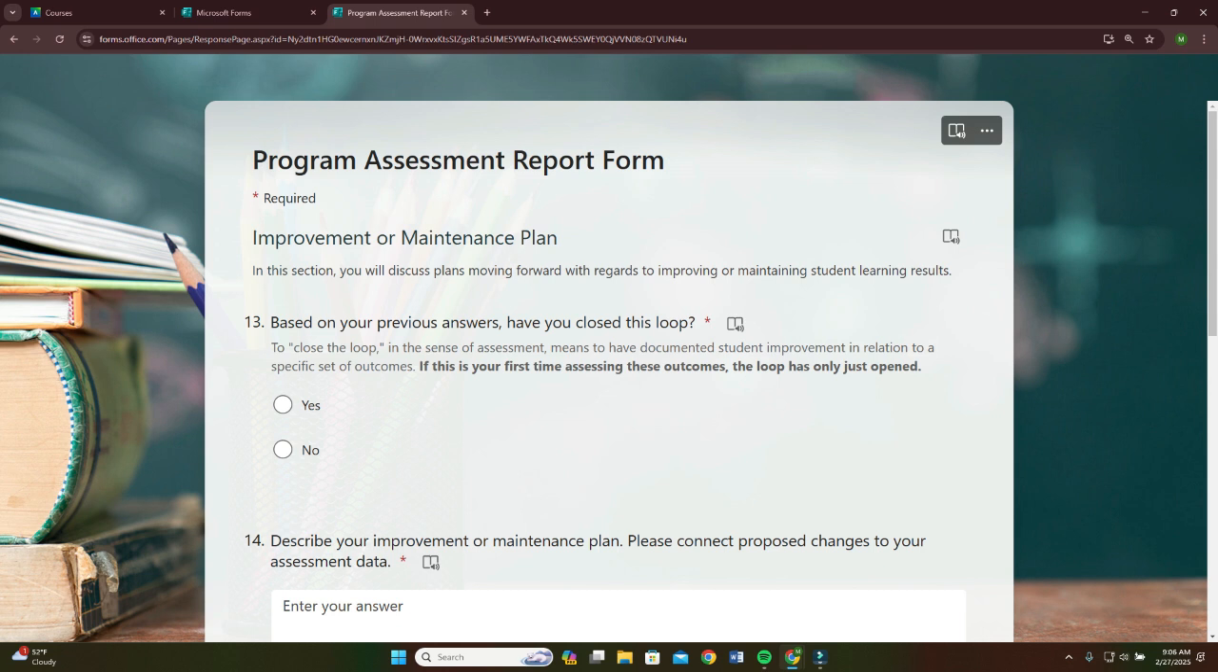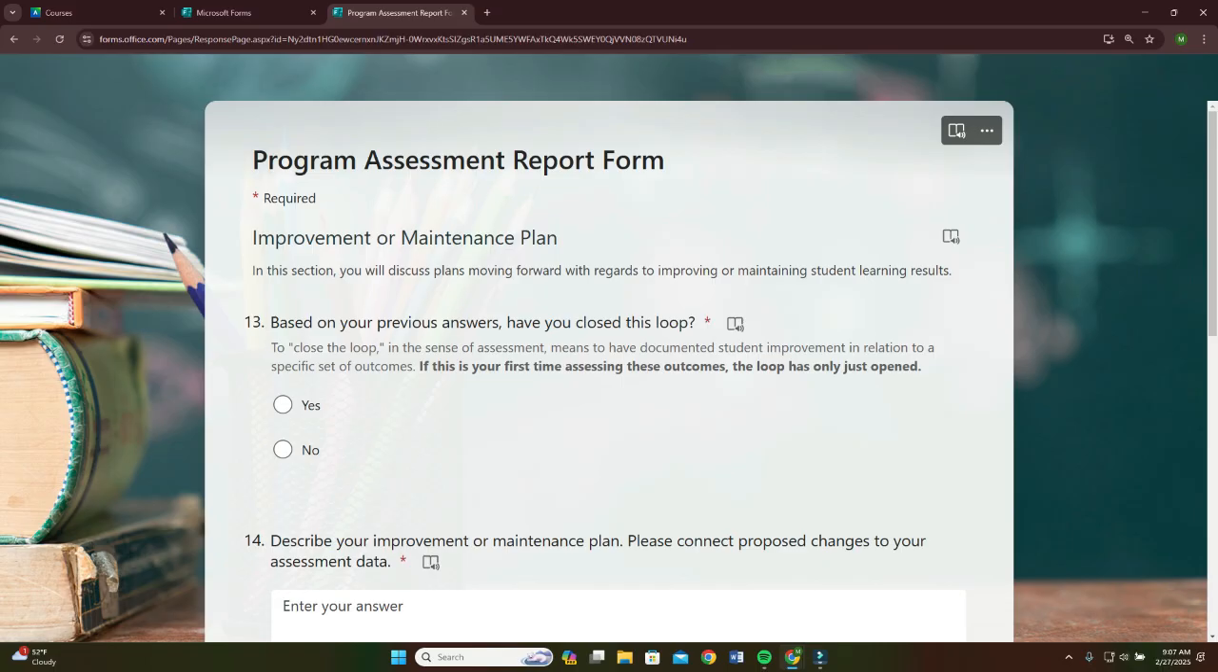Whereas a maintenance plan would be for, you did meet your success benchmark. Your loop is closed, you're good, but we still want to make sure that we are continuing to have that level of student success. So what are you going to do to continue maintaining that level of student success? So based on your previous answers, have you closed this loop?